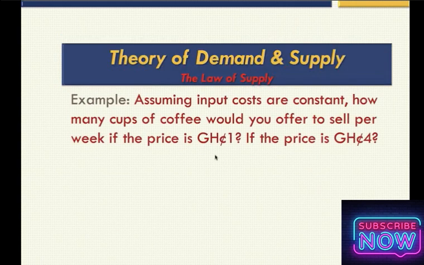For example, assuming input costs are constant, how many cups of coffee would you offer to sell per week if the price is one, if the price is four? Let me ask you, assuming that the amount of money you spend in producing coffee is the same and doesn't change, if somebody says he will buy the good at one cedi, and another person says he will buy the good at four cedi, if you are a supplier, what will you do? Yes, class, any comments?